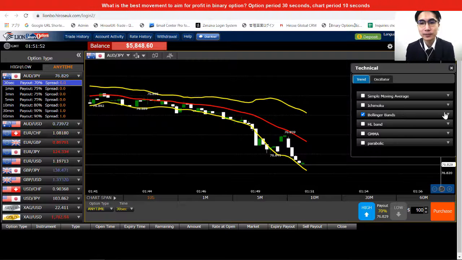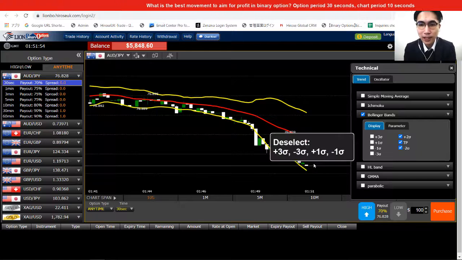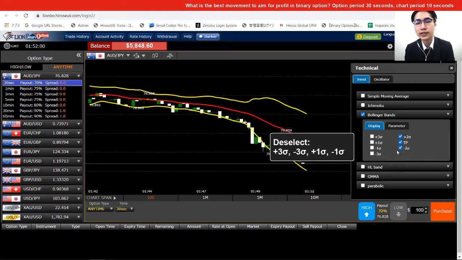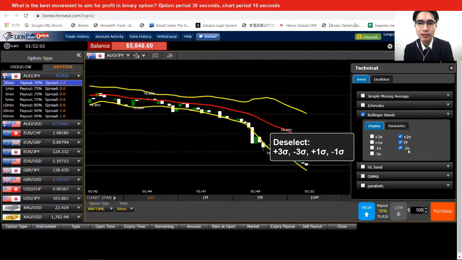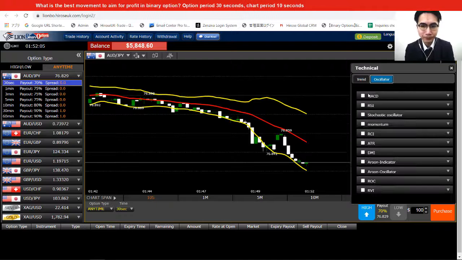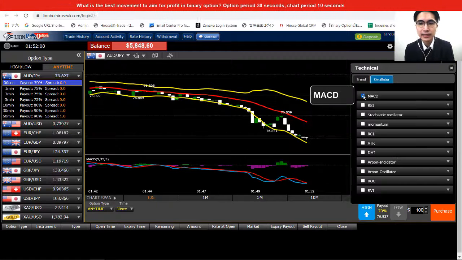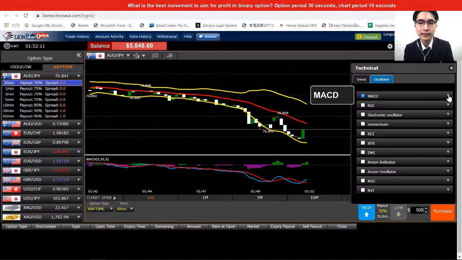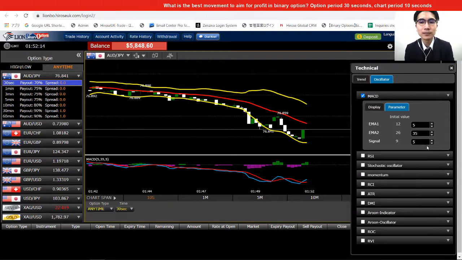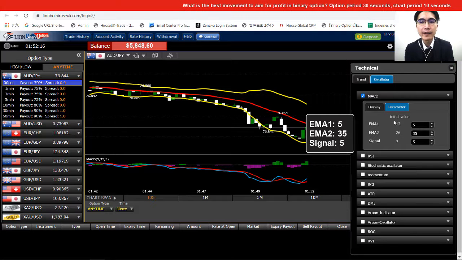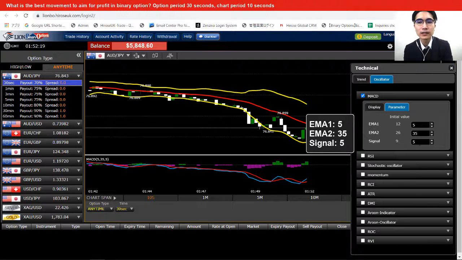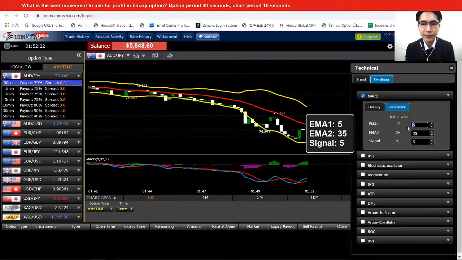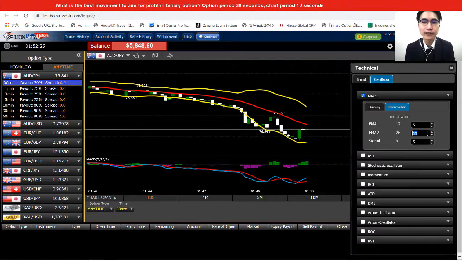Open the drop down for Bollinger Bands. In here we'll deselect all the lines on the left, and only keep the one on the right, so 3 lines on your chart. After that, we will go to oscillator, and put a tick on MACD. Now we open the drop down for MACD. The parameters we're using for MACD are 5, 35, and 5. So EMA 1 is 5, EMA 2 is 35, and signal is 5. Now we have the indicators set up, and we can close the technical indicators window.